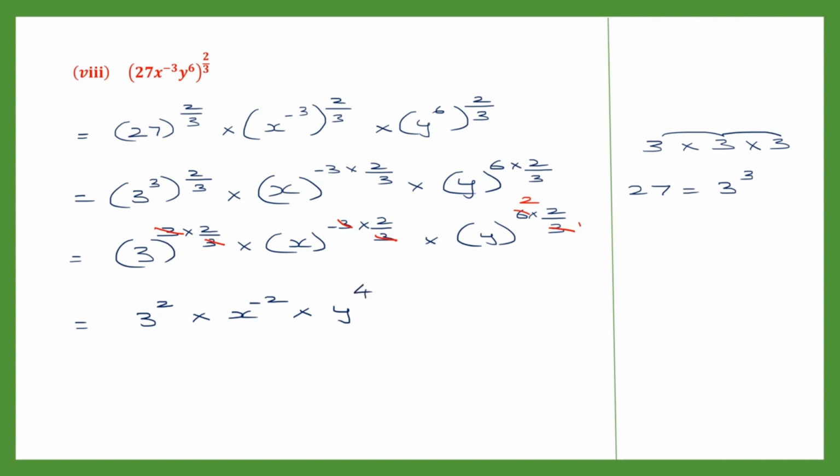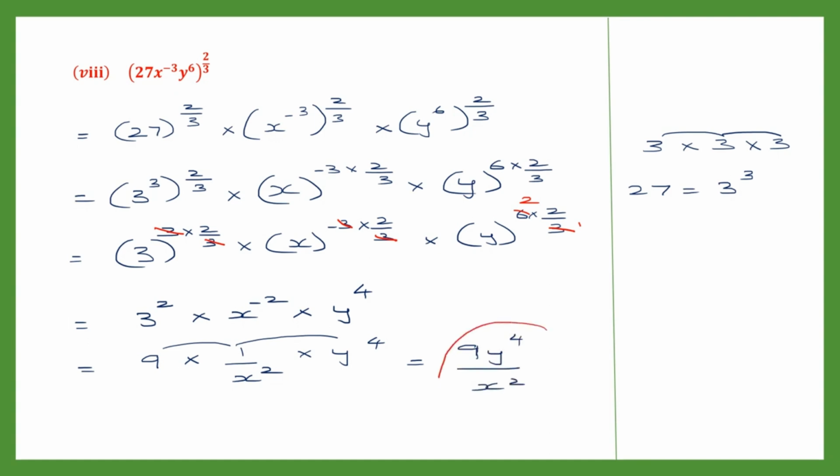Now 3 to the power of 2 means 3 into 3, which is 9, into x to the power of minus 2 is 1 by x to the power of 2 into y to the power of 4. So now when we multiply all the numerators, 9 into 1 is 9, 9 into y to the power of 4 is 9, y to the power of 4, and in the denominator we have x to the power of 2. So this is our final answer.